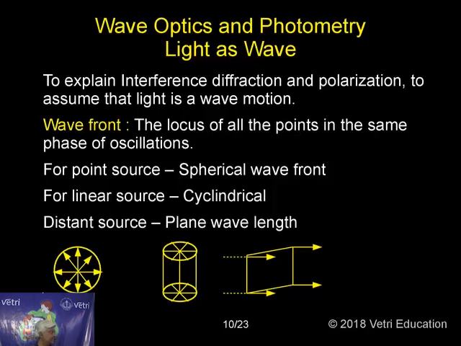Huygens boldly suggested: what is a wavefront? Wavefront is nothing but the locus of all the points. What is called locus? L-O-C-U-S. This is a word we always use in mathematics, in analytical geometry. The locus is nothing but a line joining all the points in the same phase of oscillation, or all the particles which are in the same state of vibration. That line joining will give the locus.